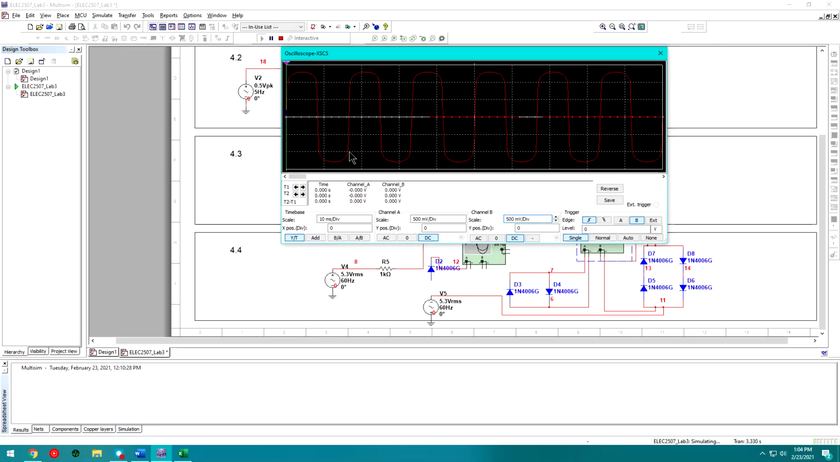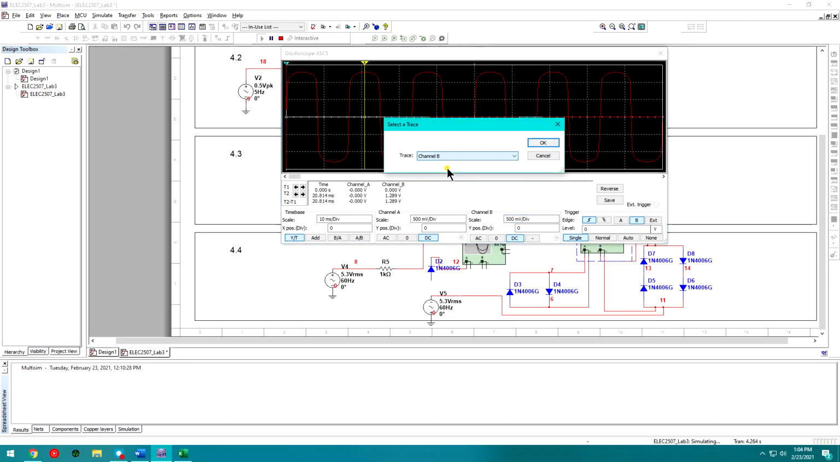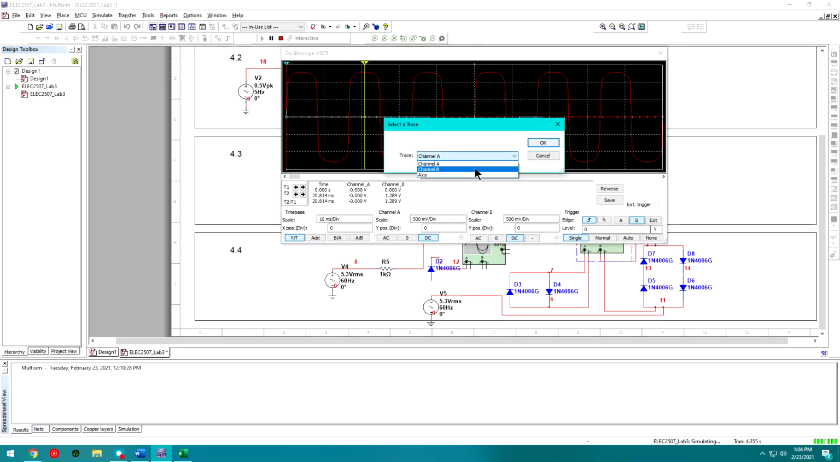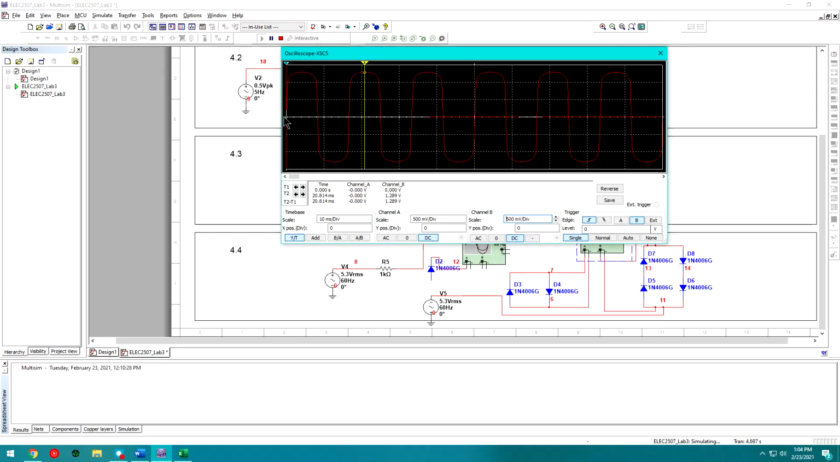And then go ahead and increase the scale again and put the markers where they should be. If the markers aren't on the right channel, just go ahead and right click, select trace, and go channel B. And now they'll be placed on the right channel. And now we can see that we actually have double what we had before, right? So that makes sense because there's 2 diodes at each half cycle, right? So instead of just the regular 645, we have 2 times 645, which gives us around 1.289.